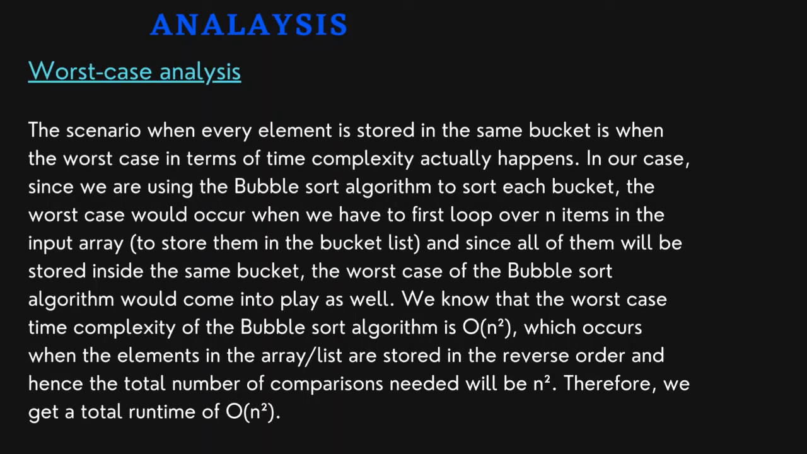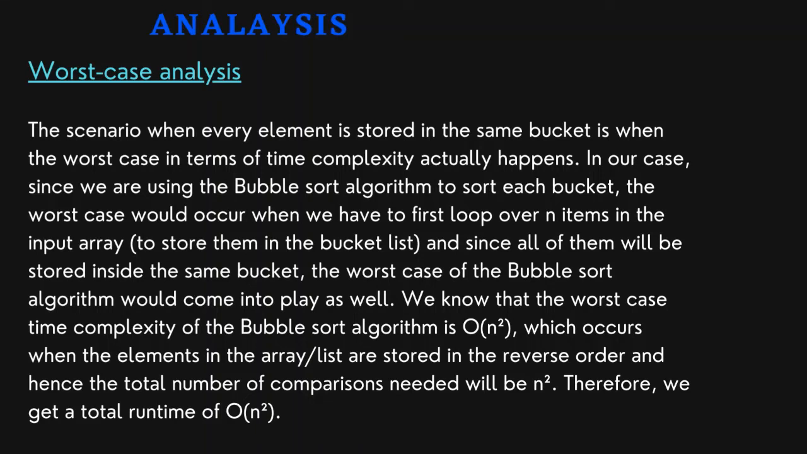Coming to the analysis, worst case analysis. The scenario where every element is stored in the same bucket is when the worst case in terms of complexity actually happens. In our case, since we are using the bubble sort algorithm to sort each bucket, the worst case would occur when we first loop over n items in the input array. And since all of them will be stored inside the same bucket, the worst case of the bubble sort algorithm would come into play as well.